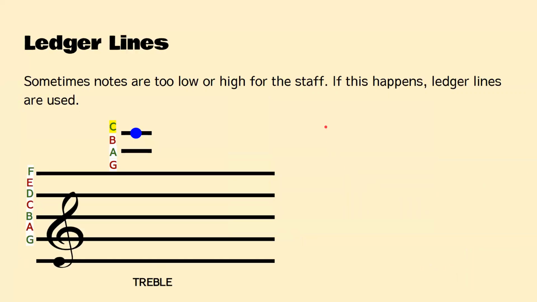Okay, ledger lines. Sometimes notes are too low or too high for a staff. If this happens, ledger lines are used. And sometimes it can be difficult to read these, but like I did for the other thing, you still have to count up or down, depending on what it is. So this note is C. We would know if G, A, B, C, D, E, F, G, A, B, C. Don't forget to count your spaces. Now, like I said, it's not always above. There's sometimes some down here, and you would do the same thing. And those would be easier to find once you are familiar with just the staff.